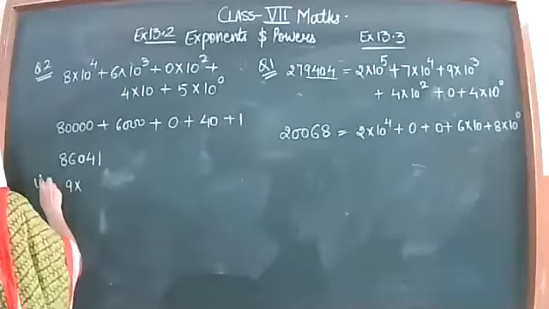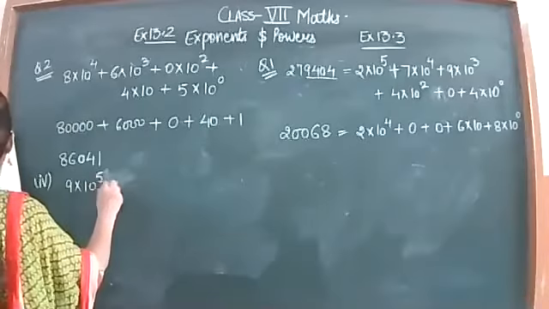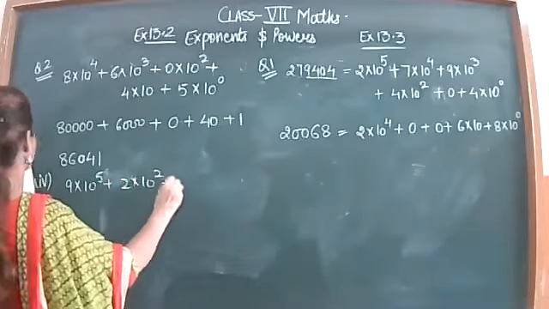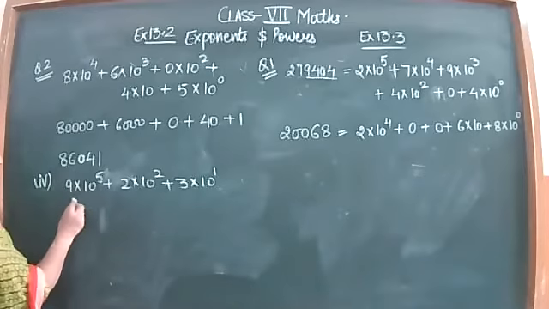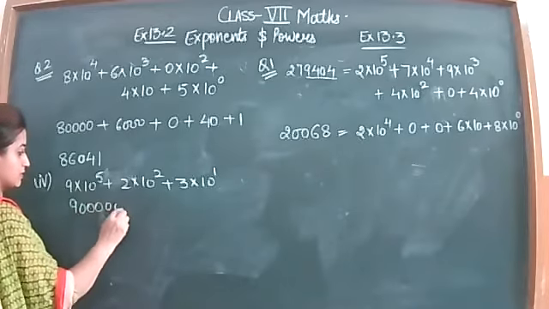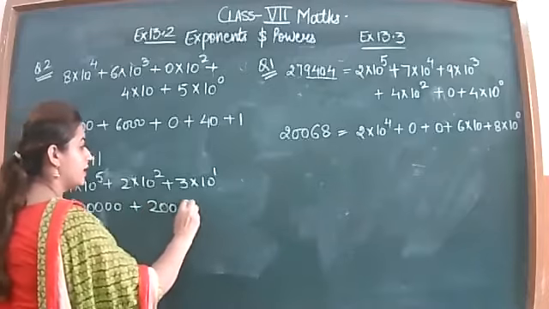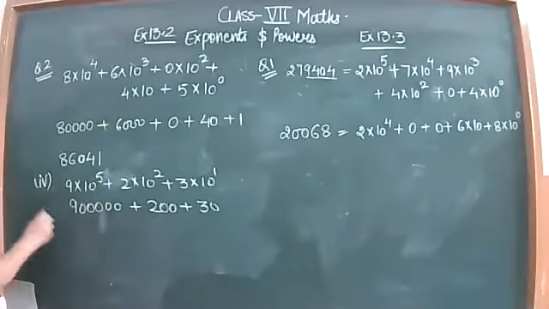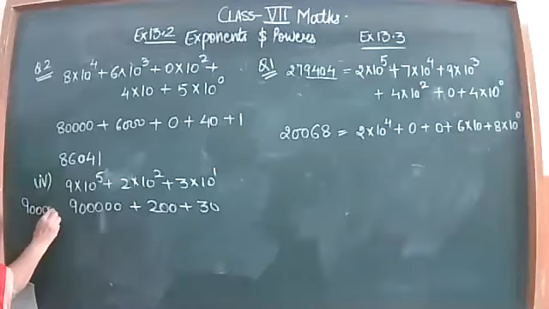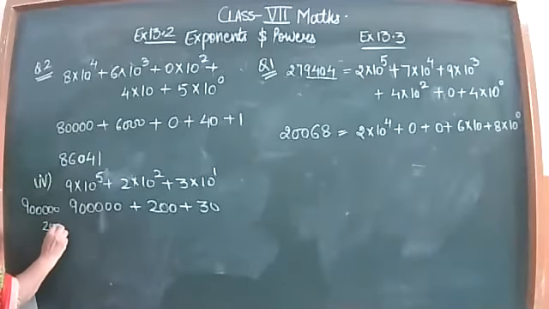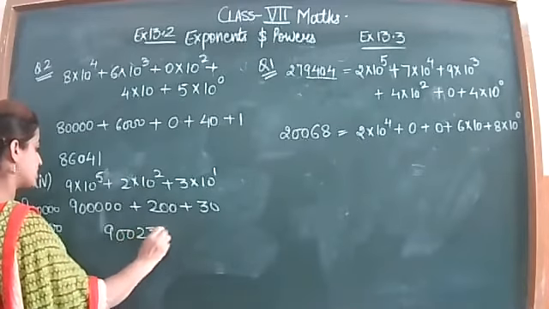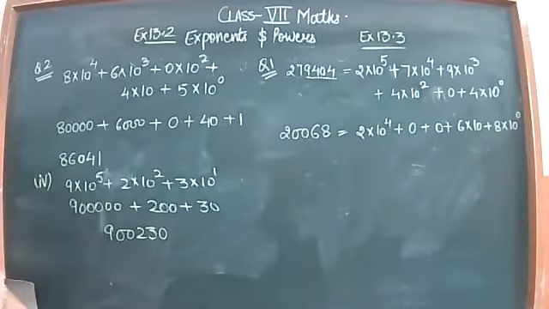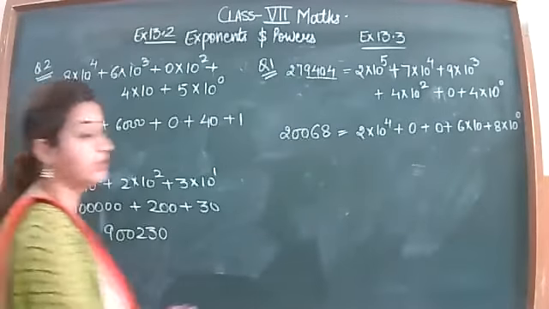Nine into 10 raised to power 5 plus 2 into 10 raised to power 2 plus 3 into 10 raised to power 1. This is 9 with 5 zeros plus 200 plus 30. You can add them in this way also. If you are not comfortable verbally, you can write them in this form. 900230. Okay.